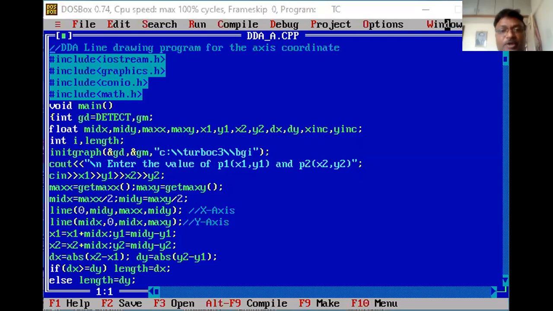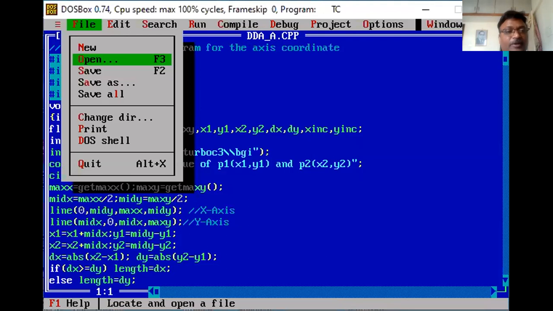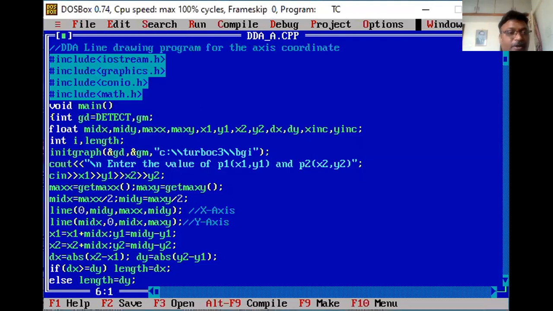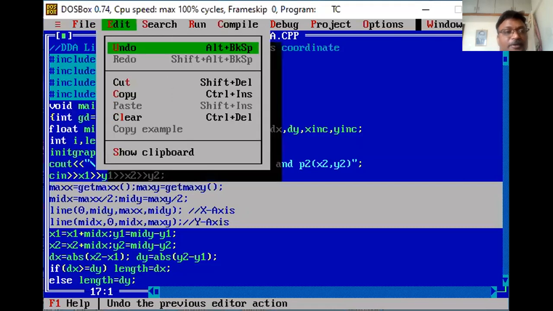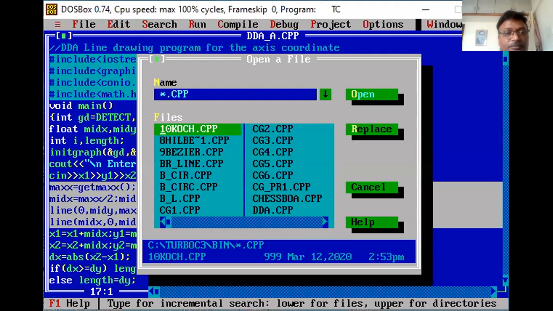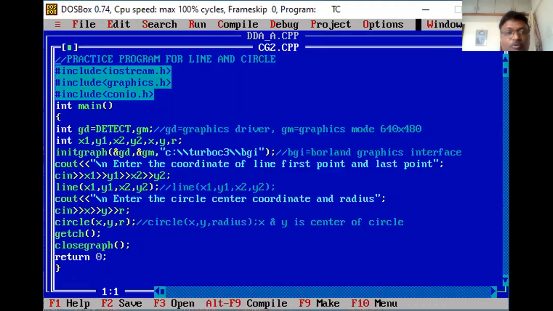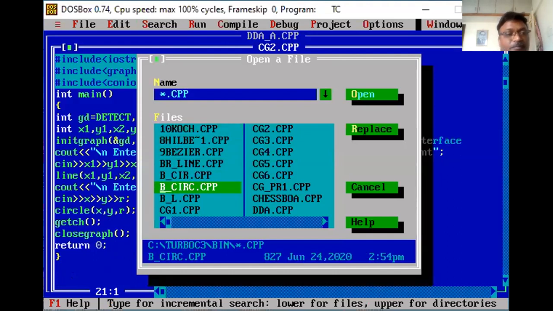So I will show you how you are going to implement this in a circle. Suppose in the circle program I directly apply our x mid, y mid value. I am going to copy these values, get max x, get max y, and the x axis, y axis. While copying, use Alt E copy. Suppose I am using a new program. Consider our CG2 program, a practical program for circle, line and circle. This is our circle program, not the algorithm. We have to implement it in the algorithm, the Bresenham circle.